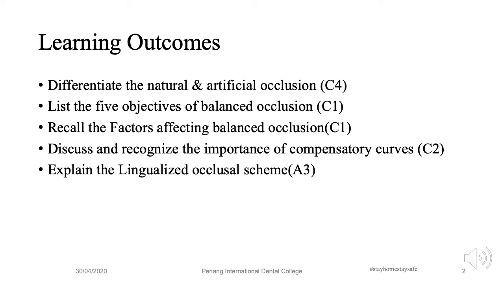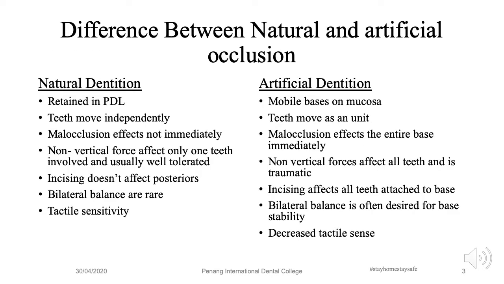Basically, you would have learned about compensatory curves and a little bit about balanced occlusion when you do your teeth arrangement. So we will know why compensatory curves are important, so that you have to give it in complete dentures, and then explain lingualized occlusion, a different type of occlusion which you would see and probably use in some cases. Now, moving on to the differences between natural and artificial teeth.